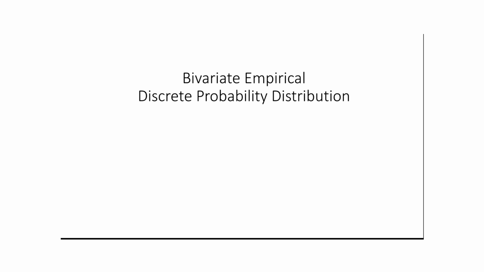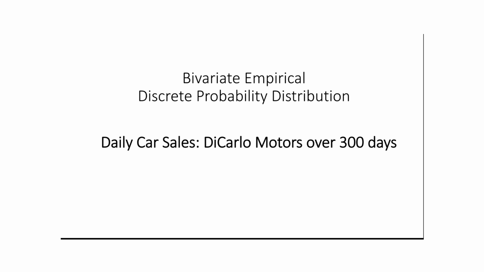Genevieve speaking. In this presentation, we're building a bivariate empirical discrete probability distribution. We're looking at daily sales of cars at Dicarlo Motors over 300 days. It includes sales at its Geneva dealership, which we call X, and sales at its Saratoga dealership, which we call Y.